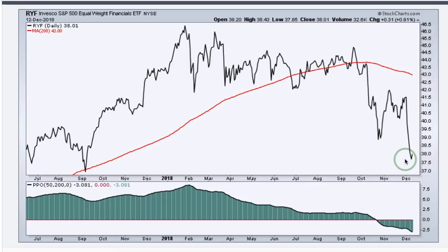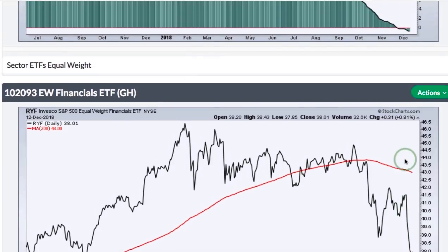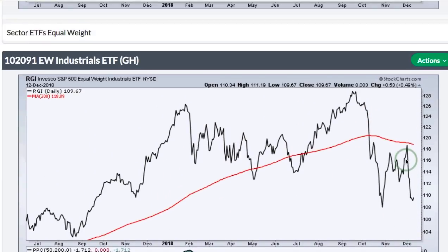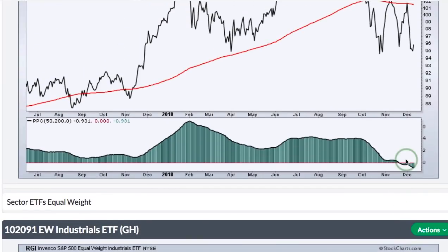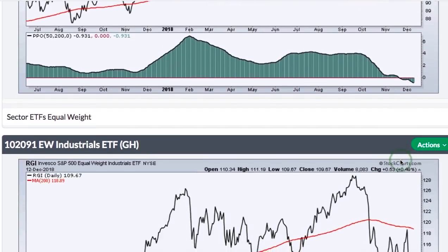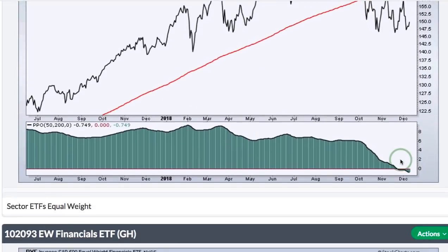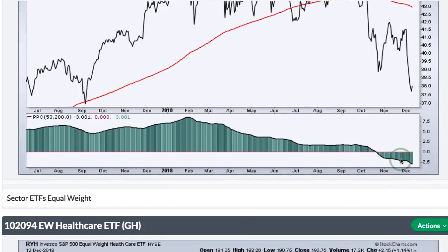So basically we have 4 sectors below the 200-day and 4, as you can see, with the 50-day below the 200-day. And these sectors account for like 70% of the market. So if they're in downtrends, how can the broader market be in a positive environment?